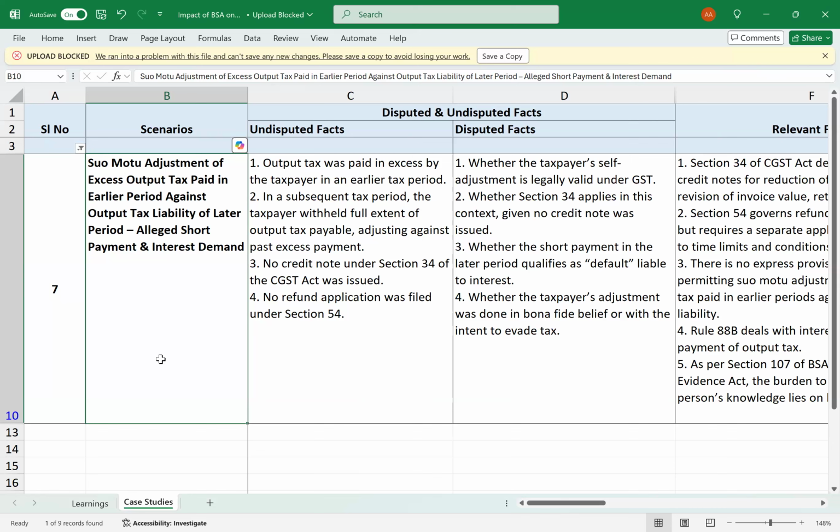What are the disputed facts? Whether the taxpayer's self-adjustment is legally valid under GST, whether Section 34 applies in this context, given no credit note was issued, whether the short payment in the later period qualifies as default liable to interest, whether the taxpayer's adjustment was done in bona fide.